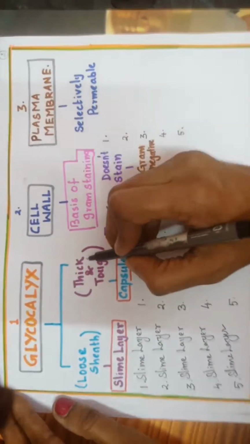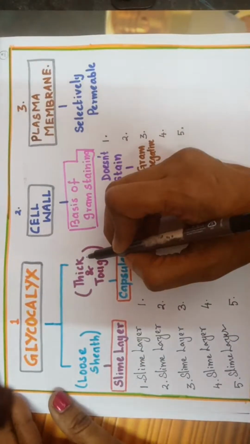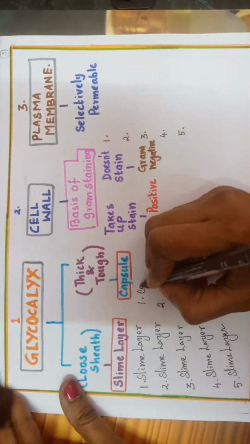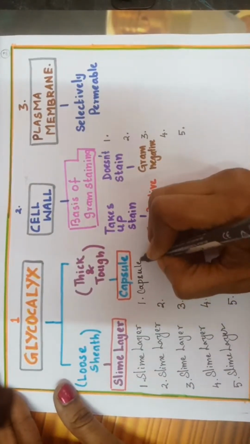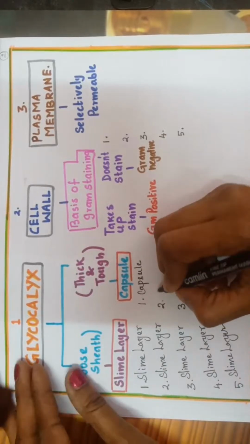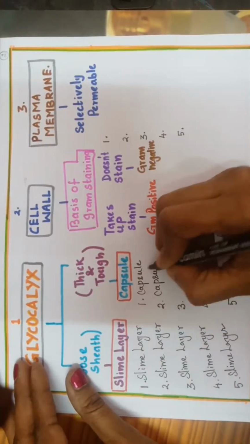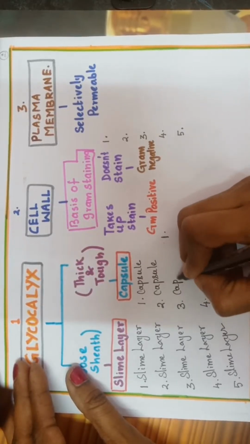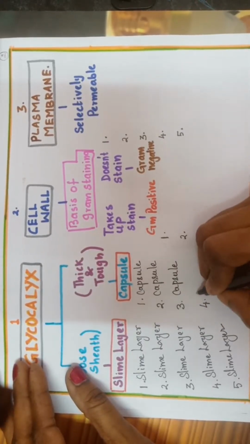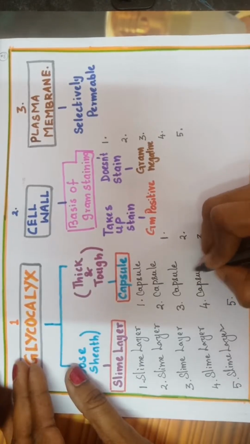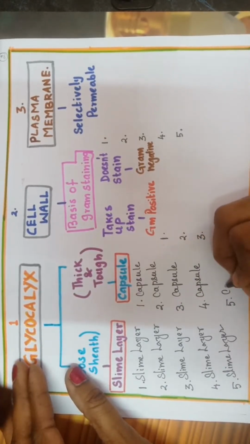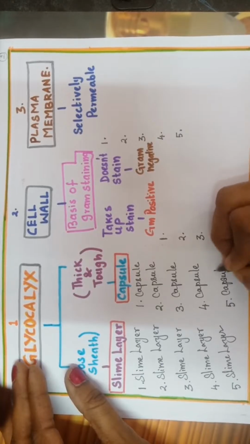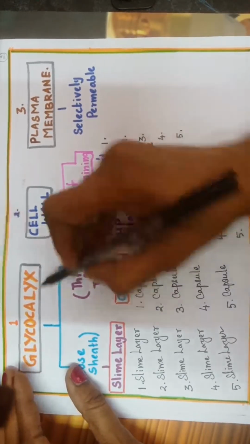If the glycocalyx, that is the outermost layer, is very thick and tough, you call it as capsule. If the glycocalyx is thick and tough, it is called as capsule. The thick and tough glycocalyx layer is called as capsule.